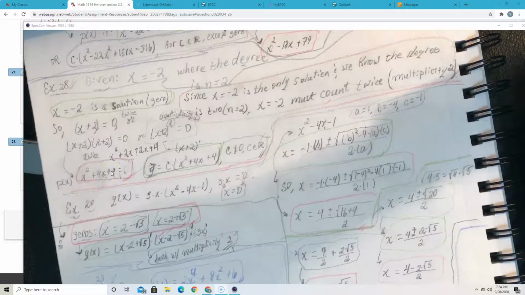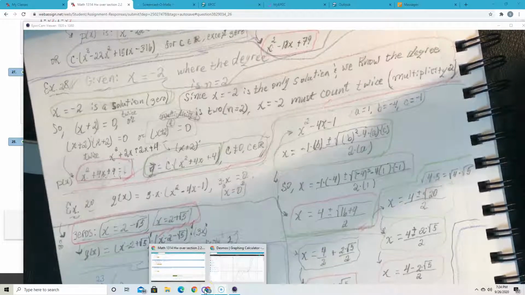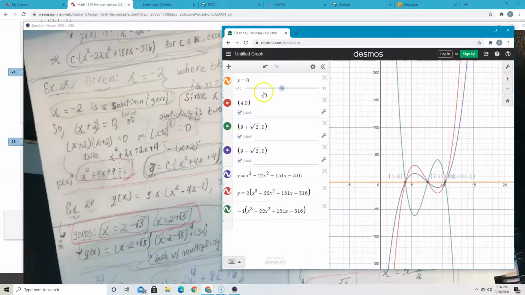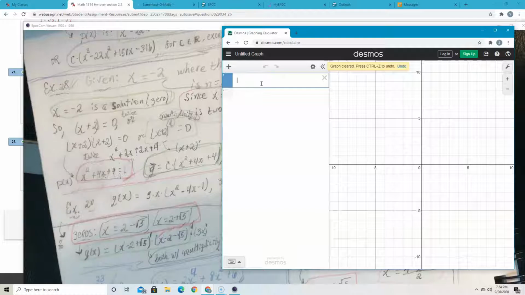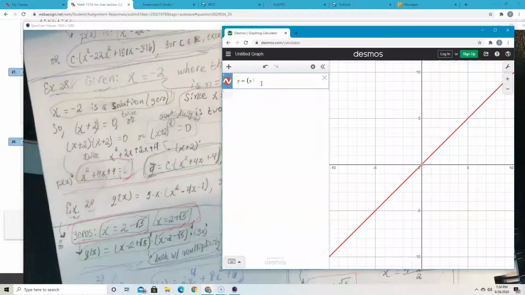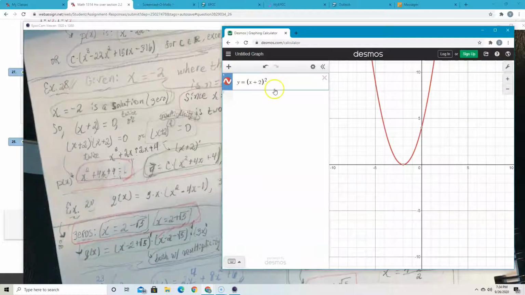If we graph this now on Desmos, it will have to cross the x-axis at x equals negative 2. And then we're going to talk about what it means graphically when it's counted twice, when it has multiplicity 2. So let's go to Desmos. I'm going to clear all this out here. And we'll graph x plus 2 squared. And you can see the graph comes down and touches right here at x equals -2. So it has that x-intercept right there, or the zero right there. It turns around right there and goes back up.